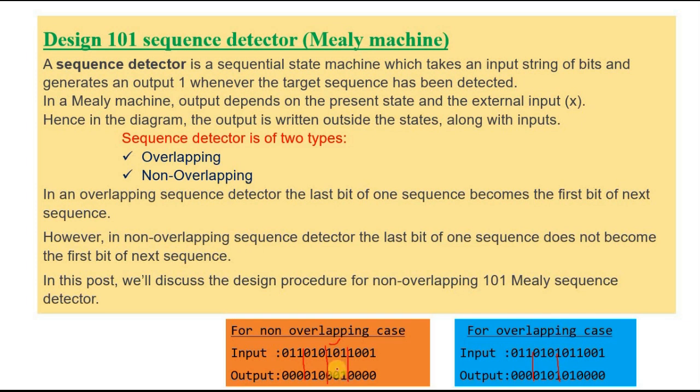See, 0, 0, 1, 0, 1, 1, 0, 1. You are producing 1. So this is a non-overlapping case. So where is 1, 0, 1? Here is 1, 0, 1. So it produces output, but it overlapped with another bit. That's the problem. So this is the overlapping case, this is the non-overlapping case.